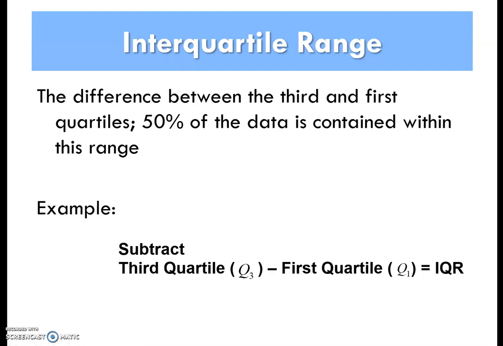The interquartile range is the difference between the first and third quartiles. So basically what you're doing is you're finding the middle 50% of the data. The median splits the data in half. When you do the first quartile and then the third quartile, you end up with 4 groups. Each of those represent 25% of the data. So the interquartile range is going to be that middle 50%.